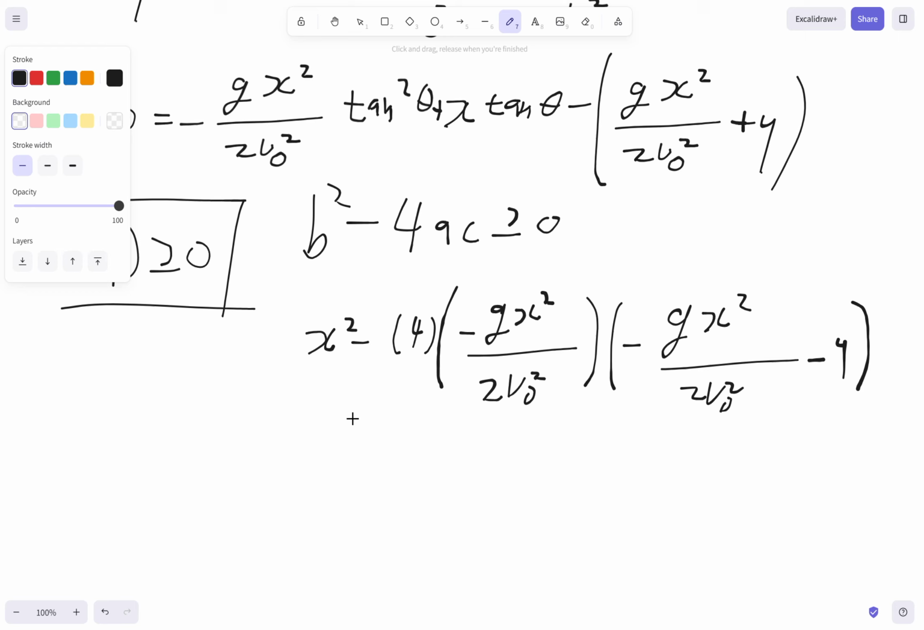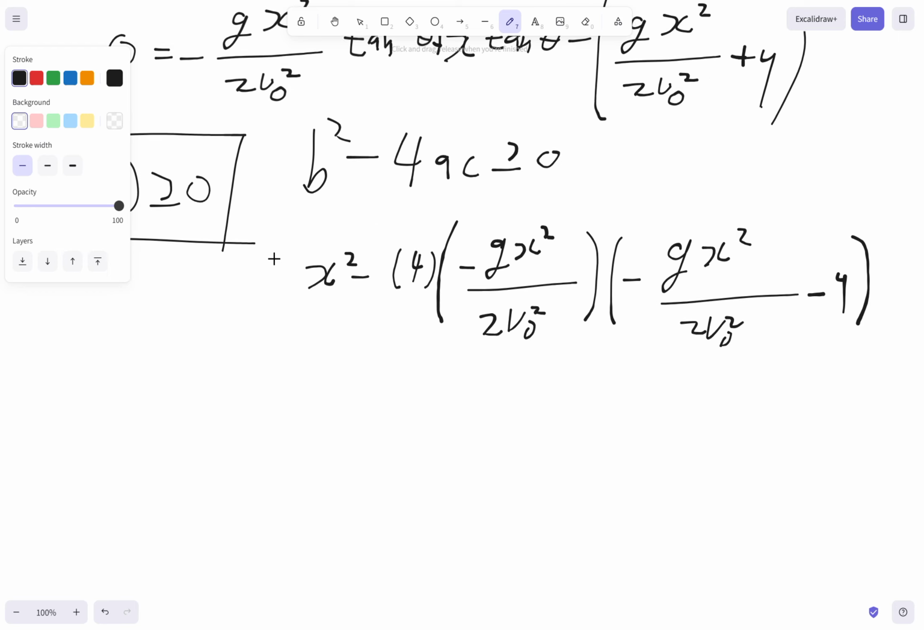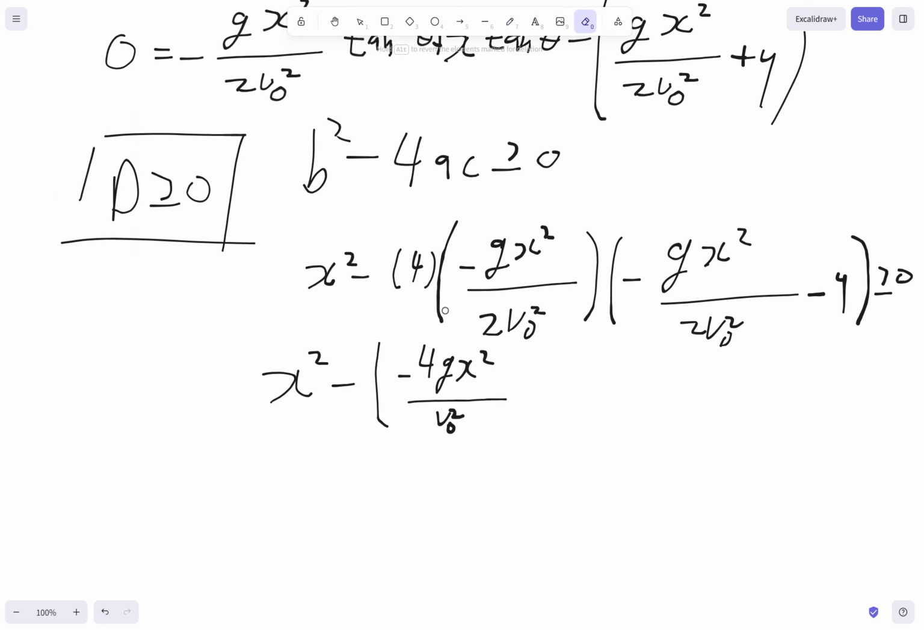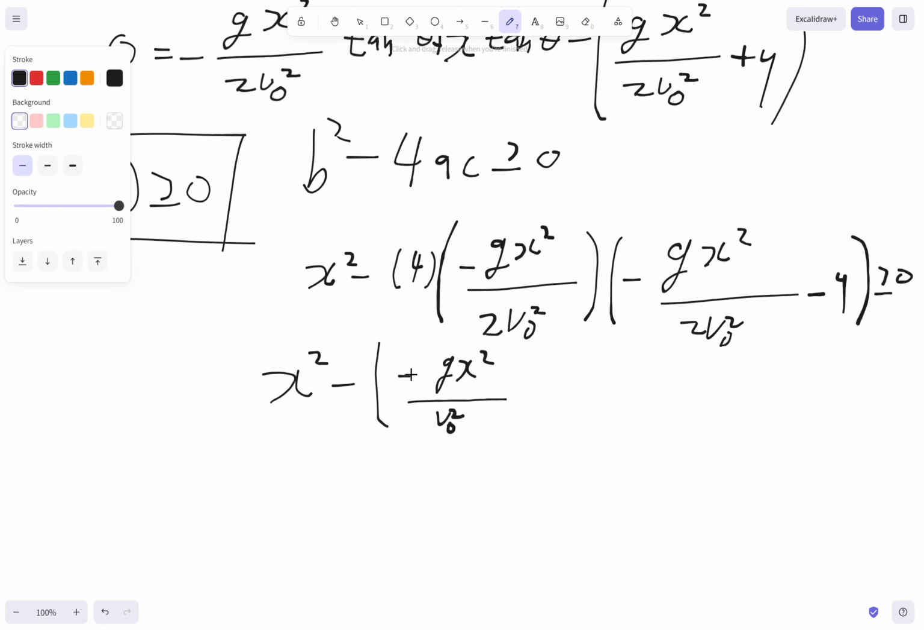So it's going to end up negative, and we need to set the entire thing greater than 0. Forgot. Here we go. So it's still going to end up negative because of the 3 negatives. So 4gx squared all over v squared. We're going to have 2 instead.